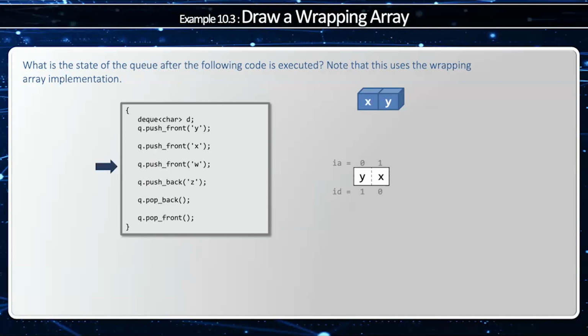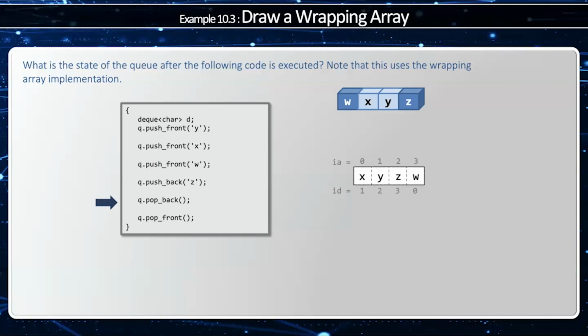Now when I push front W, well, I can't push front to a full Deque, so I have to reallocate. When I reallocate, I'm going to unwrap the array. So therefore, X will be in array slot 0, and Y will be in array slot 1, and then I'll push W onto the back. When I push back Z, well, Z goes after Y, and this is going to go in array slot 2, and that is now going to be Deque slot 3.